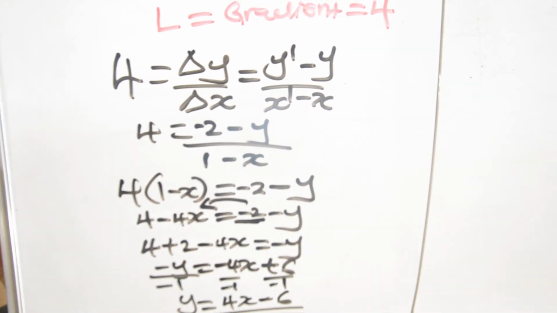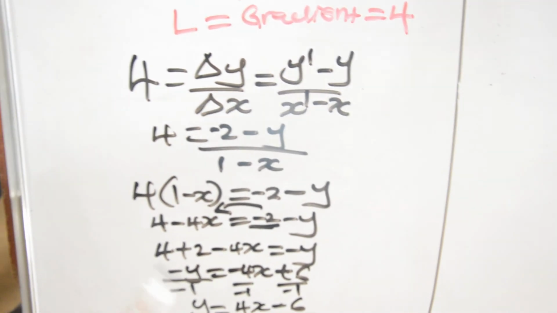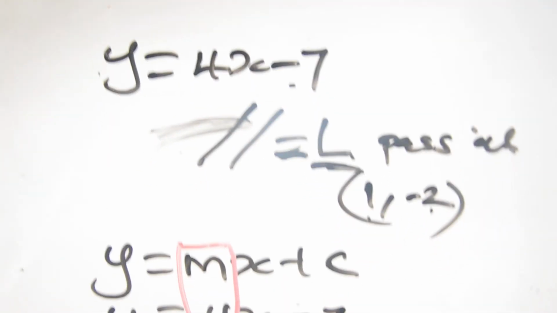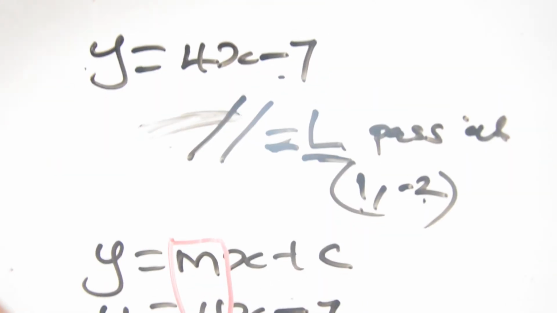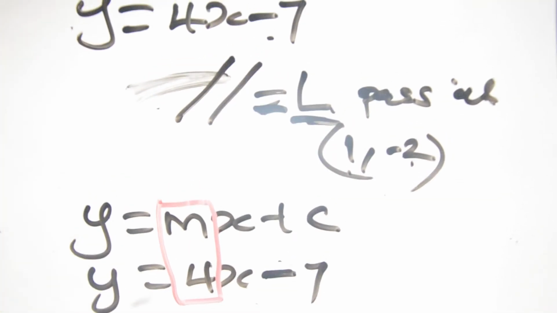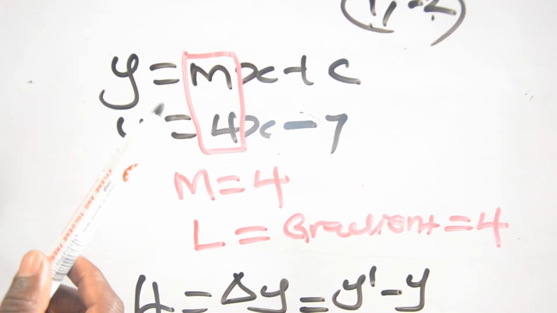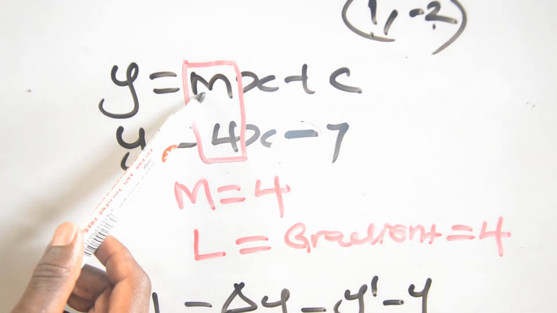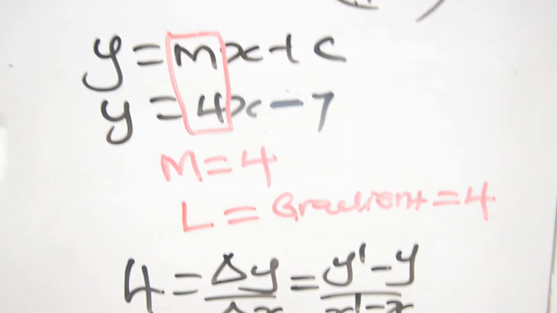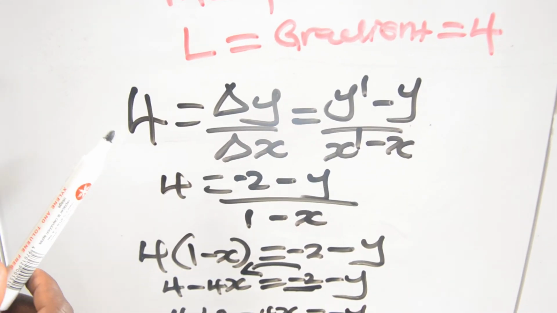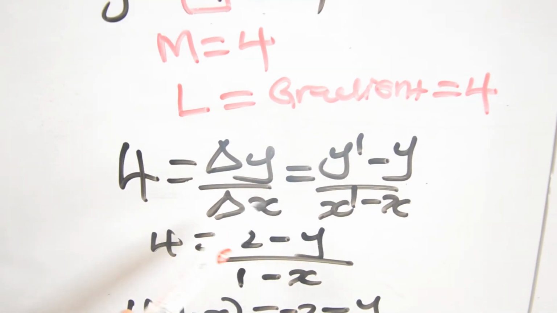So you can pause the video, and then from here you follow the procedure we've described. The equation is given in this form, so we write it in the form y is equals to mx plus c, and we say the gradient of that is given by m, which is equals to 4. By that we say the gradient of the line is given by change in y over change in x.